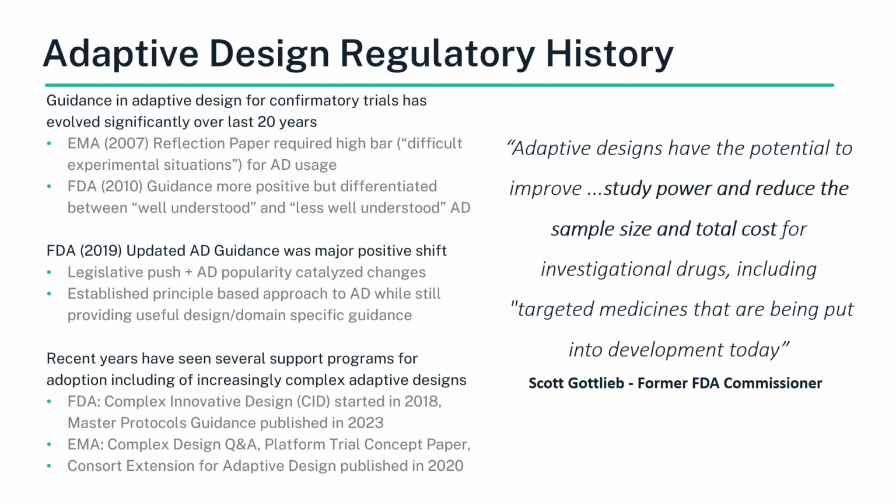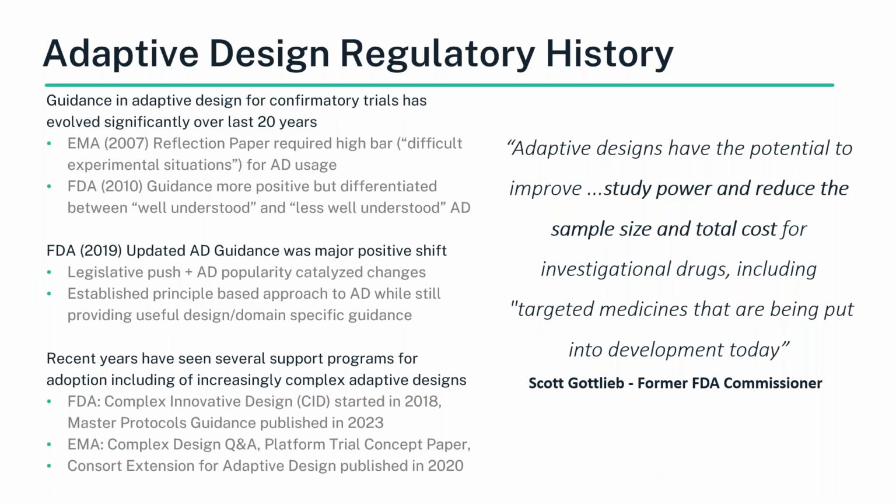And so the increasing popularity, the legislative push, and the internal push within the FDA have really made adaptive design a much wider, much more popular option for clinical trial design at the confirmatory stage. And you can see here a quote from Scott Gottlieb, who was the FDA commissioner at the time: adaptive designs have the potential to improve study power and reduce sample size and total cost, and basically make drug development more successful, getting more pharmaceuticals and more solutions into the hands of patients that can help stop the diseases that obviously continue to be an issue to this day.